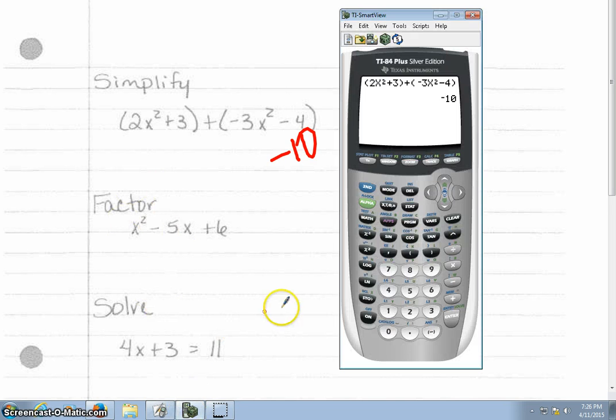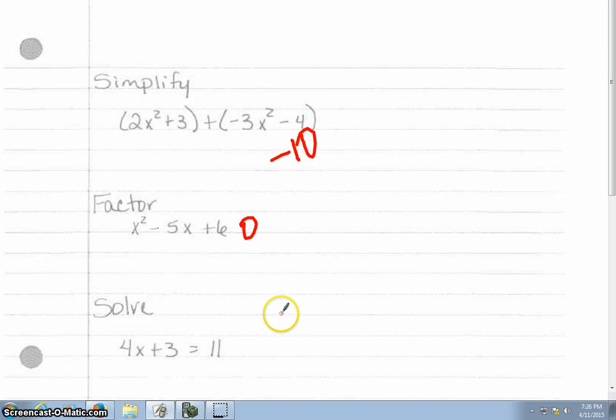Same thing when they want you to factor a problem. Put it in your calculator at your home screen. X squared minus 5x plus 6. And I get 0. Put in your answer choices and see which one gives you 0.